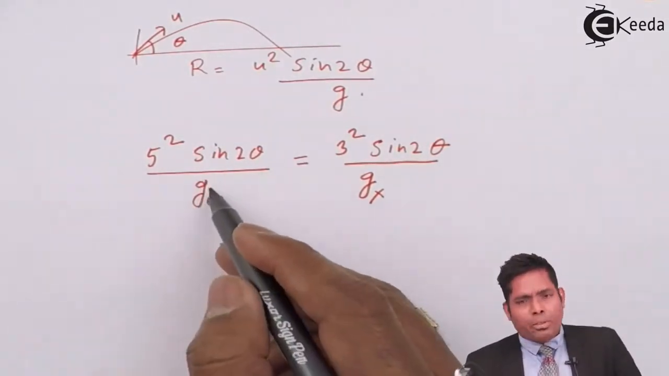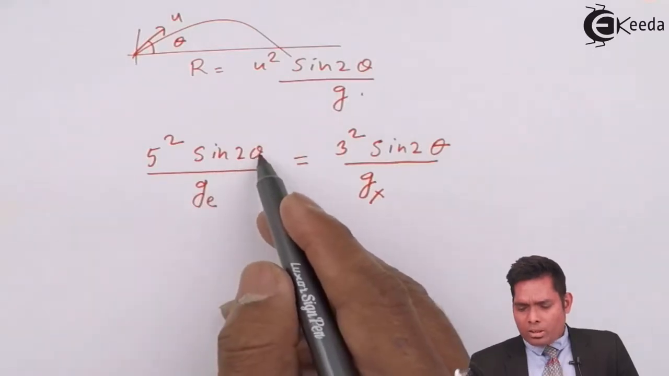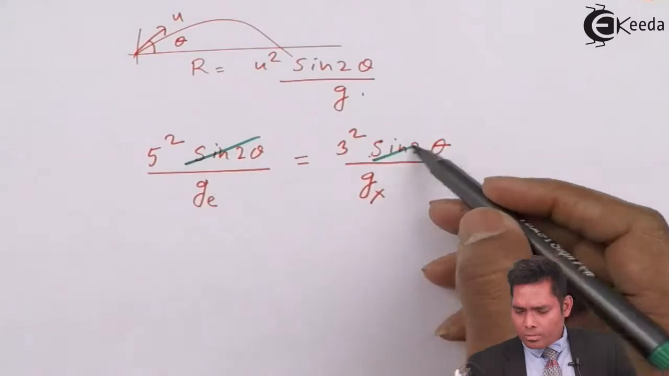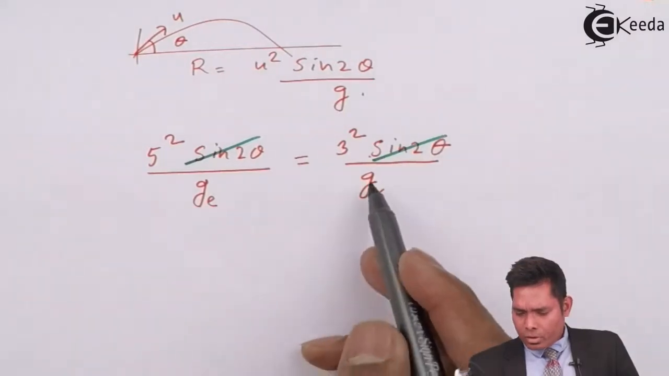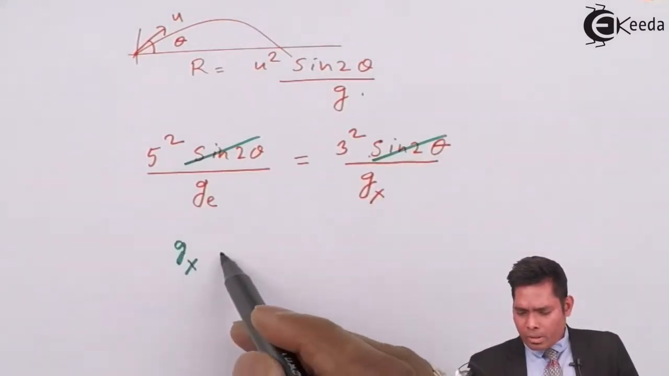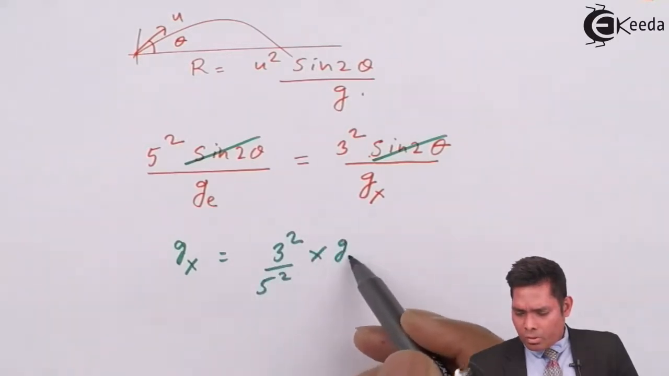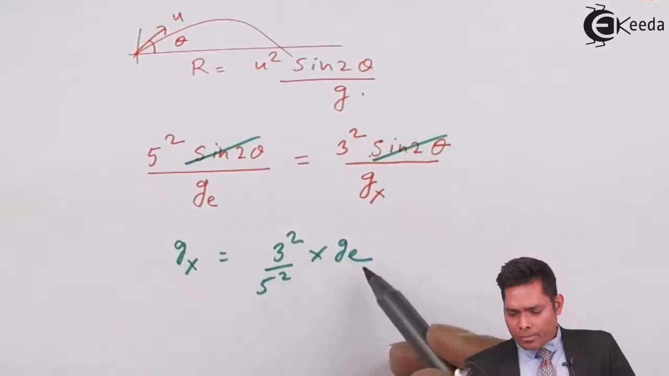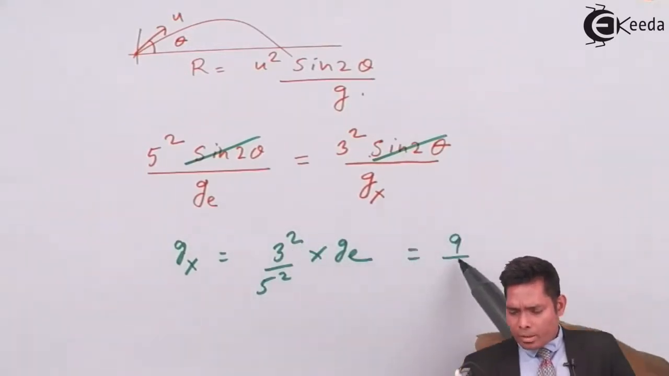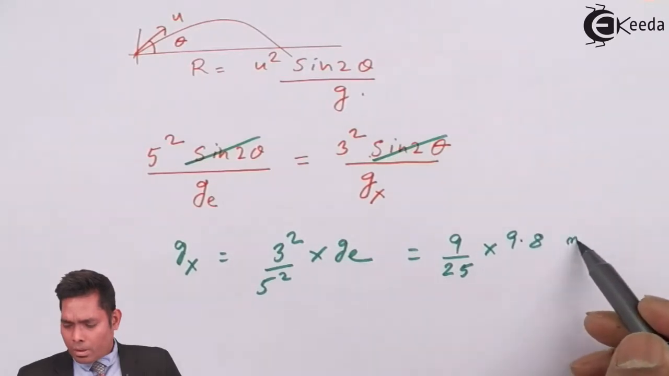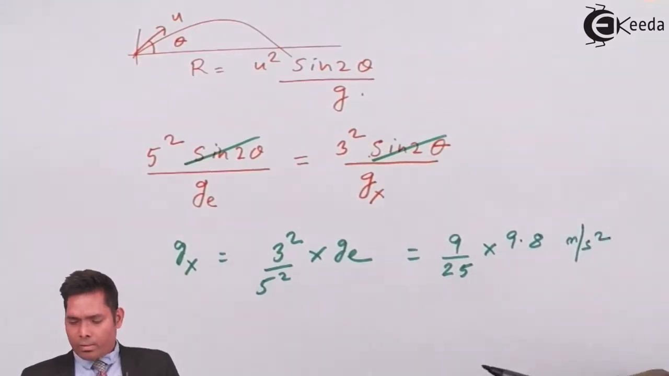This is given 9.8. Sine 2 theta, theta being the same, so this will cancel out. Gx is required, so Gx will be 3 square divided by 5 square into g of e. Multiply this there. This is 9 divided by 25 into 9.8 meter per second square.